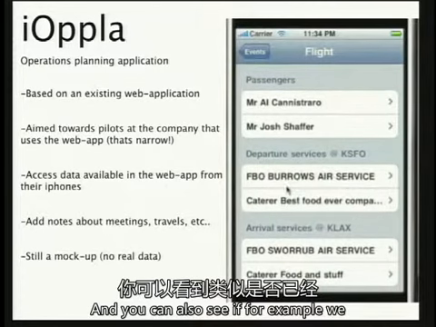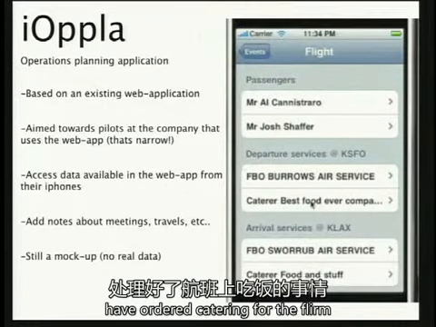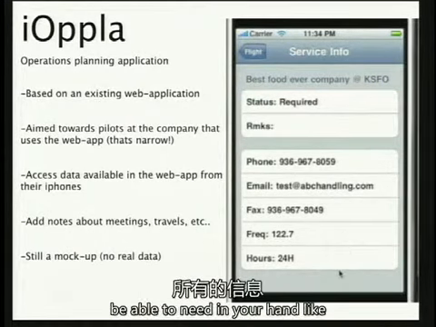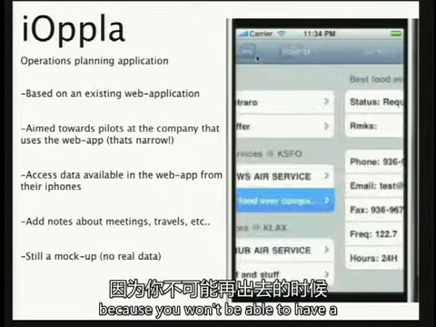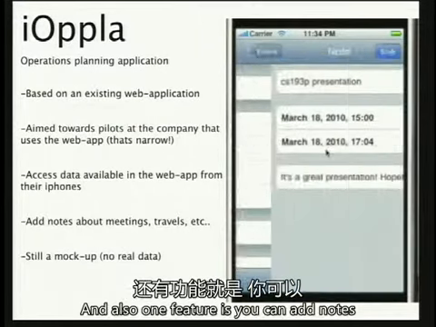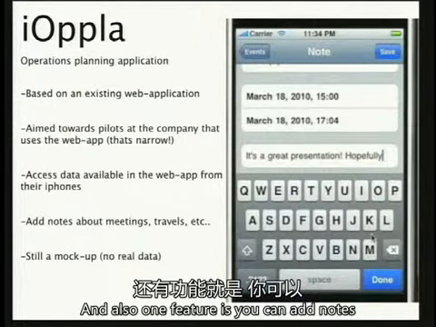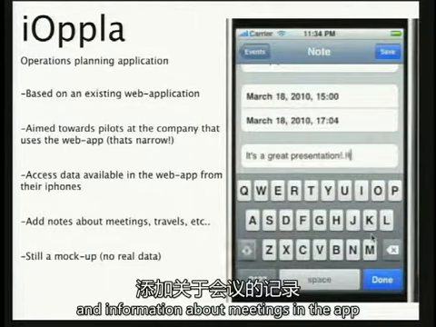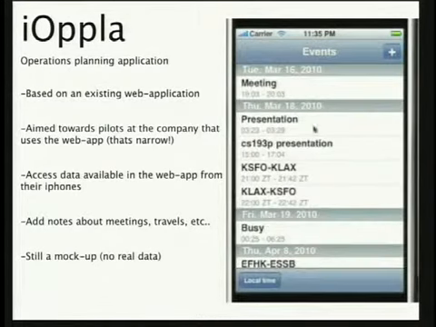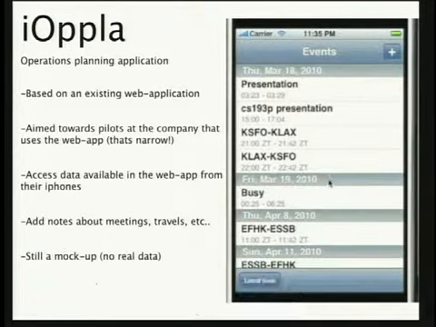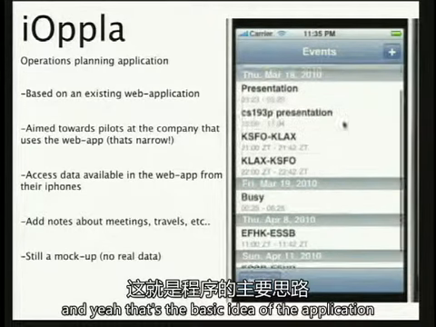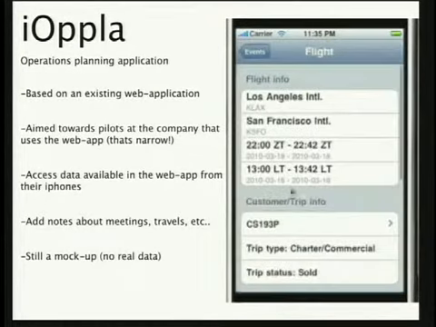And you can also see if, for example, we have ordered catering for the flight and call the catering firm. So you have all the information you might need in your hand, because you won't be able to have a computer if you're on the go. And also one feature is you can add notes and information about meetings in the app. So the one actually planning the crew can see that that pilot is busy right now, so we have to choose another one. Yeah, that's the basic idea of the application. Thanks.